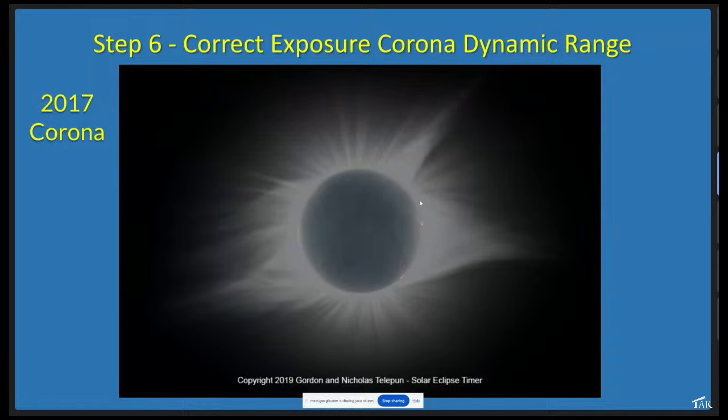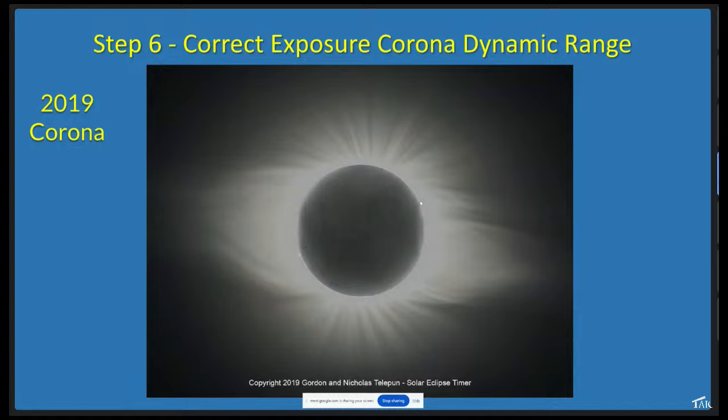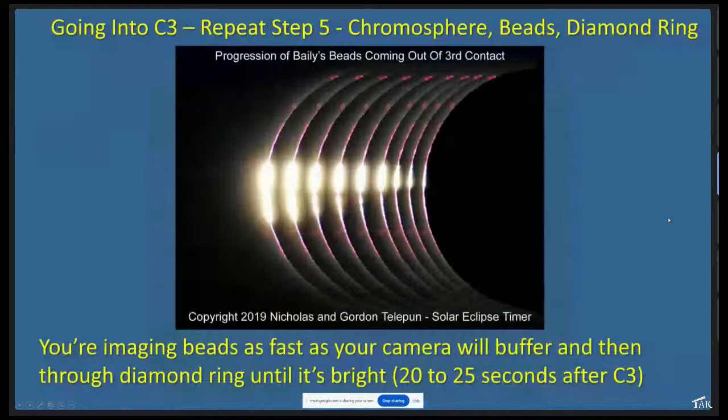So this is an HDR of 17, and you know, my work is not as good as others. I'm not that patient with this, so I only use four images to do it. This is 2019, again, four images, not a lot of processing. You can see there's a little moon glow in here that you can add later from your longest exposure.